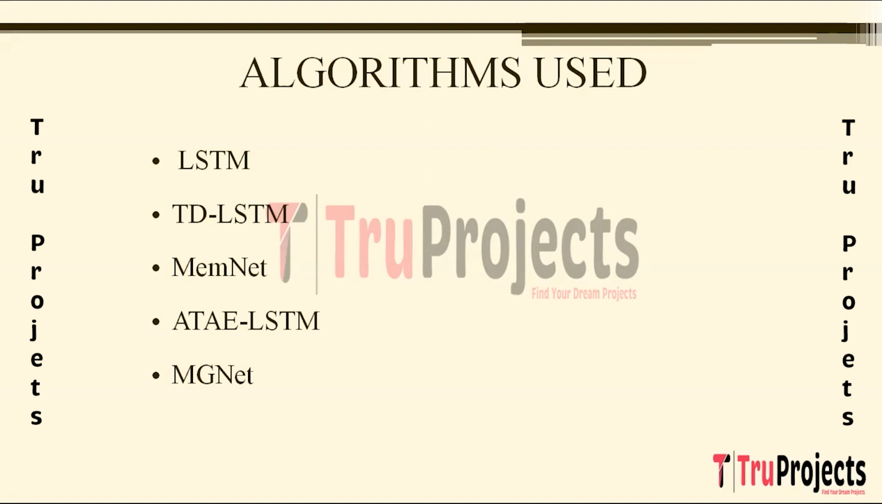The next algorithm built is MGNet, that is multi-granularity network. It is a sentiment analysis model that utilizes fine-grained attention mechanisms to capture intricate relationships between aspects and their context in text. By incorporating multi-hop attention on word embeddings, MGNet effectively learns the importance of individual words in conveying sentiment towards specific aspects, making it suitable for aspect level sentiment analysis tasks.